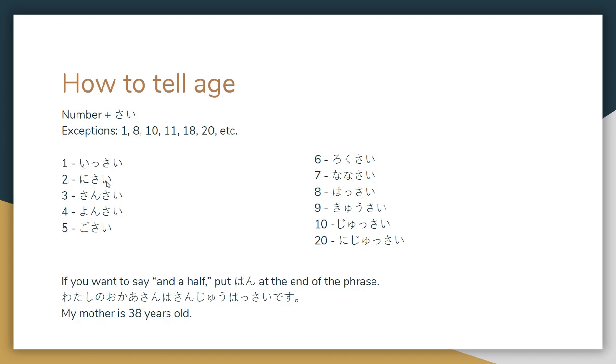Number 2, nisai. Number 3, sansai. Number 4, yonsai, not yosai, not like time. 5, gosai. Number 6, rokusai. Number 7, nanasai. Number 8, hassai, not hachisai. So it's like hyaku or hassen. It's like that, but it's sai instead. So hassai. Number 9, kyuusai. Number 10, jussai.